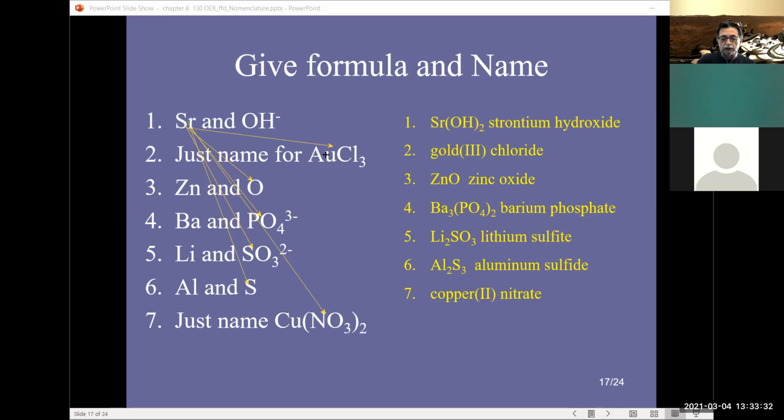We can do a gold hydroxide, gold oxide, okay, gold phosphate, gold sulfite, gold sulfide, gold nitrate, or the nitrite, any combination thereof. So here we got another 49 combination. All right, so you see we're building it up for the different combinations you can do. Okay, any questions so far?